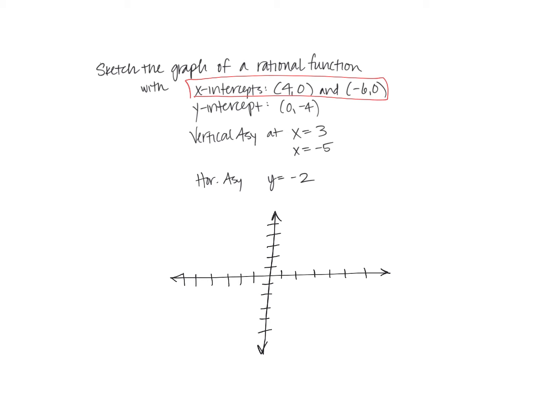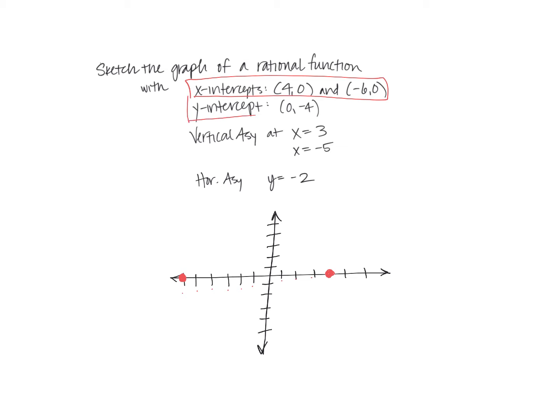Okay, so my x-intercepts are at (4, 0). So 1, 2, 3, 4, 0. And negative 6, 1, 2, 3, 4, 5, 6. Negative 6, 0. So those are my x-intercepts. Those are going to be the only places that I'm going to touch the x-axis.